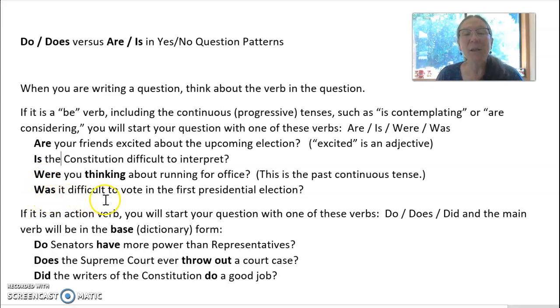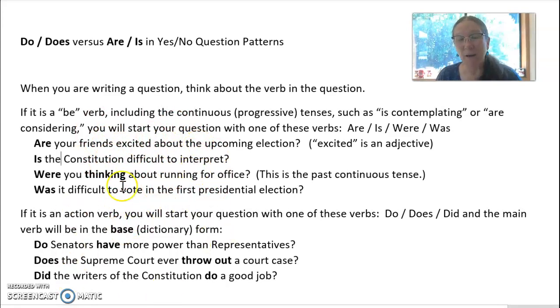And finally, was it difficult to vote in the first presidential election? Where's the verb in that question? There's only one, and it's right here, was. This right here is an infinitive. It doesn't count. Infinitives and gerunds, we will study those later. So this is pretty tricky, and you're going to have some practice below.